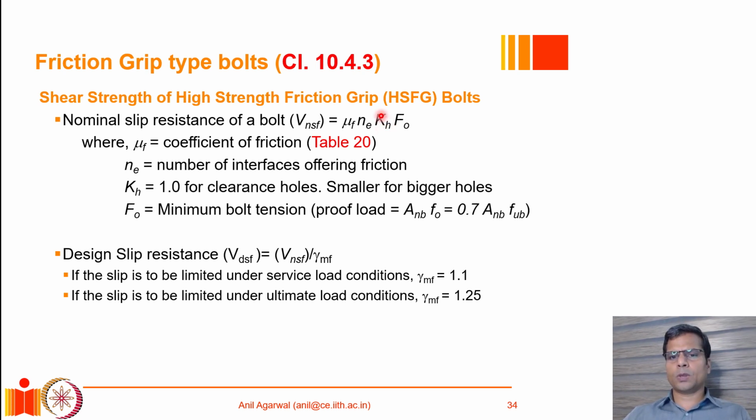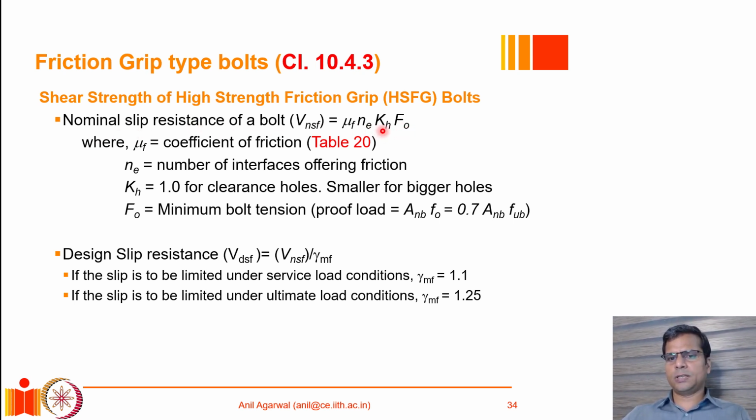KH is a coefficient which represents the situation when the holes are slightly larger than clearance holes. If the hole size is greater than the clearance hole size, then KH is reduced. Otherwise, for standard clearance holes, KH remains 1. And F0 here corresponds to the amount of tension that is present in the bolt, because the tension in the bolt, that is the proof stress level load, would be the same as the compressive force between the plates which are trying to slip, right?